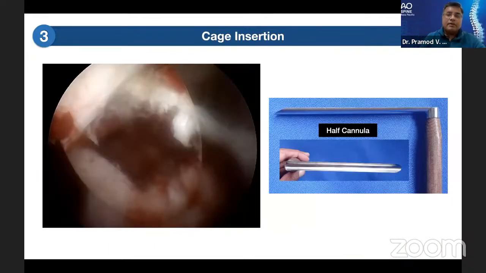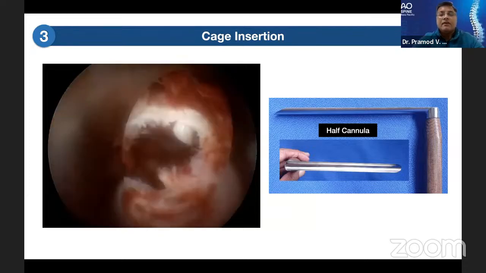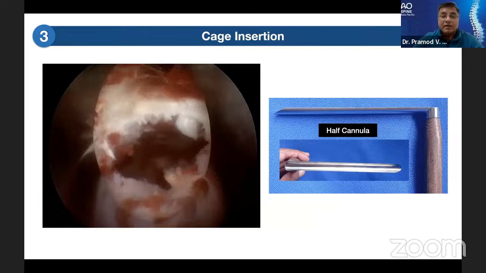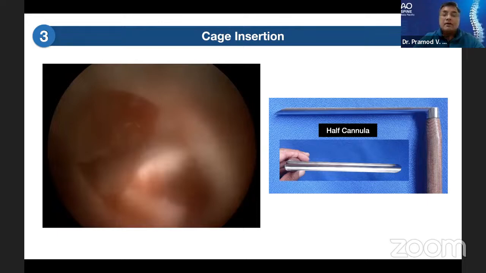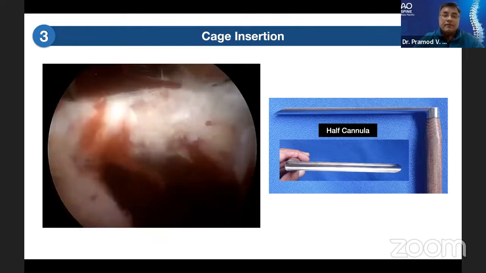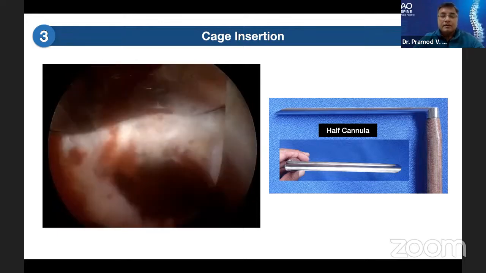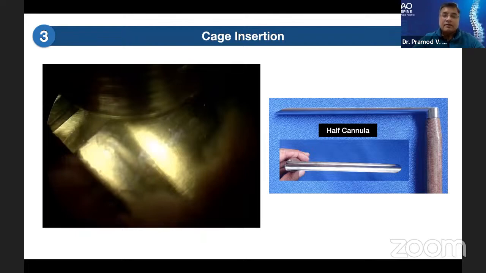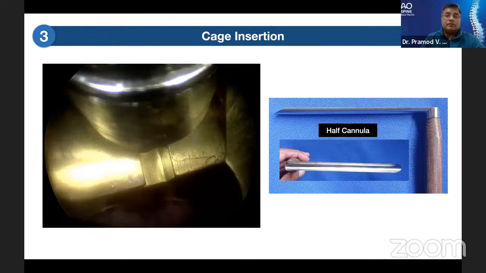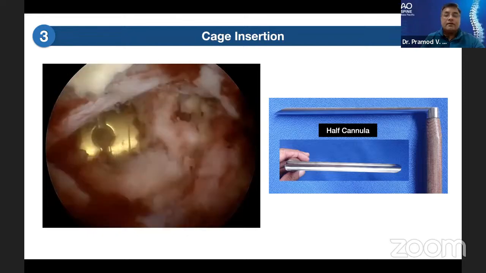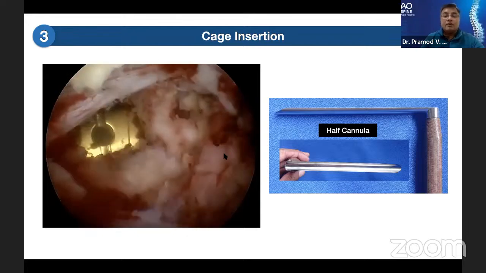So when we are putting the cage inside, first thing I use is this half cannula, which I put outside the working channel under direct vision. I rotate it so that the traversing nerve root is retracted and kept retracted by this. And then you directly insert the cage under direct visualization. So this is the final placement of the cage, the traversing nerve root and the exiting nerve root on the right side here.